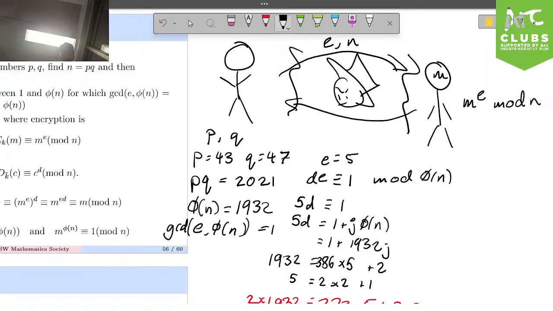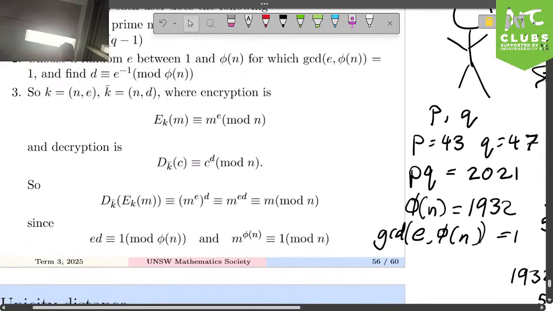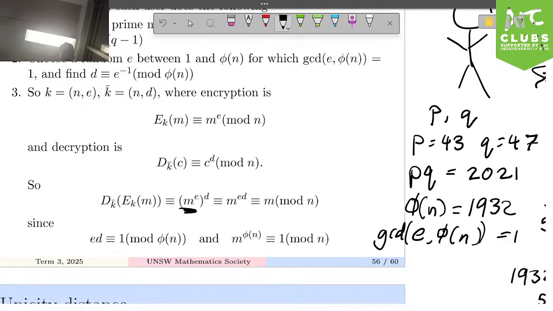What I'm going to do, when I get your encrypted message, is raise it to the dth power. So if I raise it to the dth power, what I'm going to end up with is m to the power of d, so m to the ed. I claim that this is equivalent to m. The reason is that ed was equivalent to 1 mod phi of n. And that means that ed is equal to some other multiple k of phi of n plus 1.